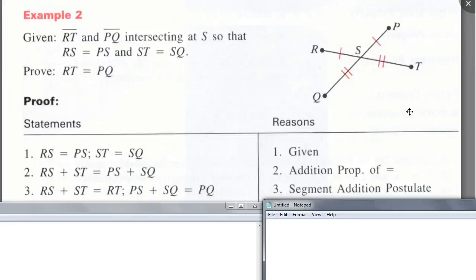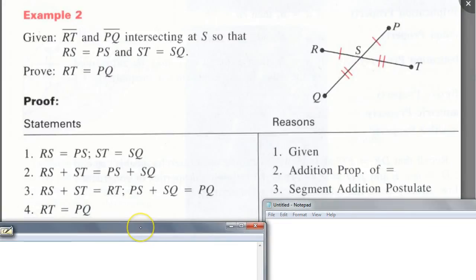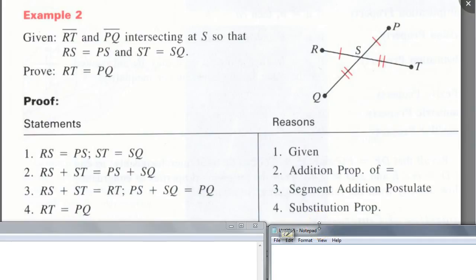Then the next step that we could take is, turns out, we could actually go straight to RT equals PQ. What allows us to do this? Yechan? Substitution, exactly right. Do they have the same value? The RT has the same value as what?